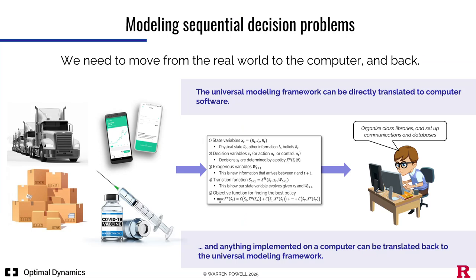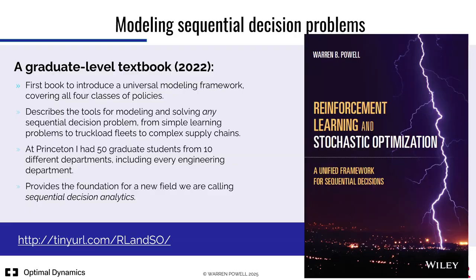Now, the key thing here is I can take any problem, turn it into that framework, and once I have it in that framework, I can put it on the computer, because this goes directly to computer software. So this answers our question of, if I put it in this format, can the computer help me solve it? By the way, if you put it on the computer and you've done things correctly, I can always translate what's in the computer back to this notation.